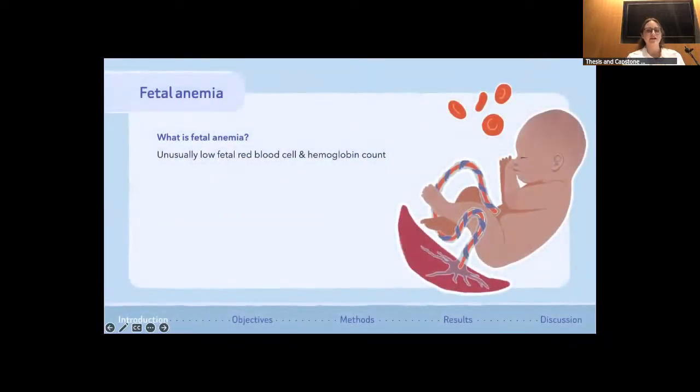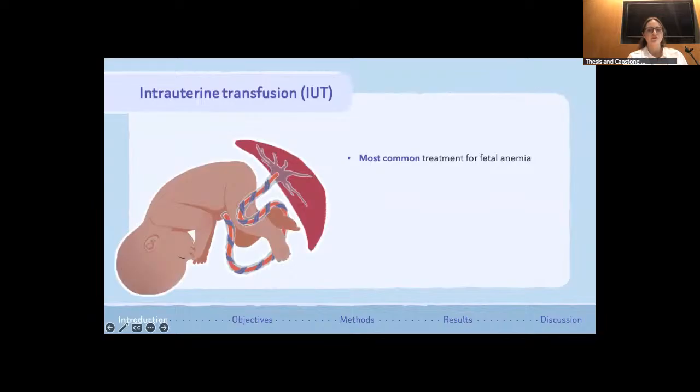When a fetus is found to have an unusually low red blood cell and hemoglobin count, they are diagnosed with fetal anemia. Fetal anemia is a condition which, left untreated, can cause significant harm to the developing fetus by damaging the brain and overtaxing the heart, eventually resulting in fetal loss. Fetal anemia cases are increasing in the US due to infection trends. Intrauterine transfusion, or IUT, is the most common treatment for fetal anemia.